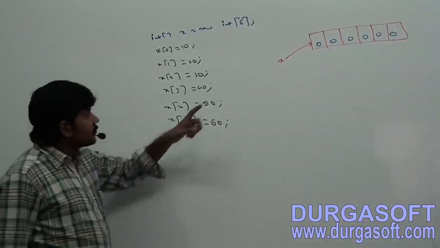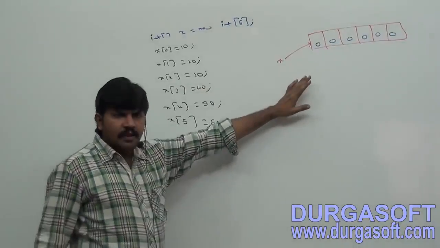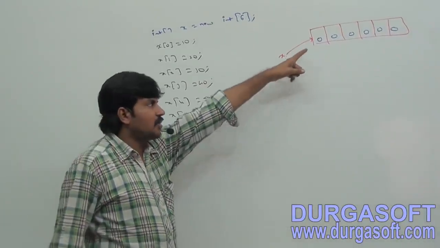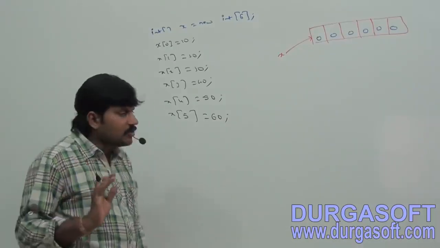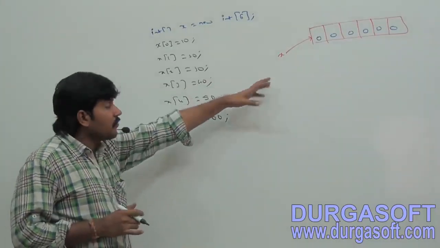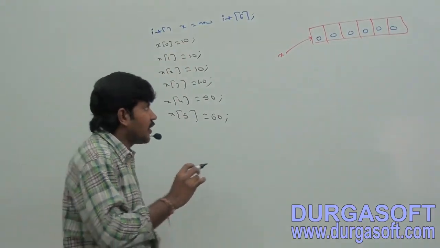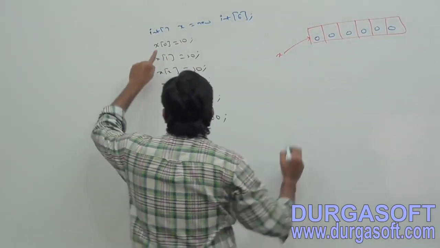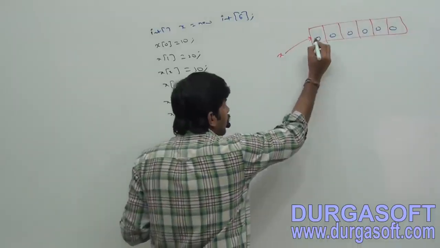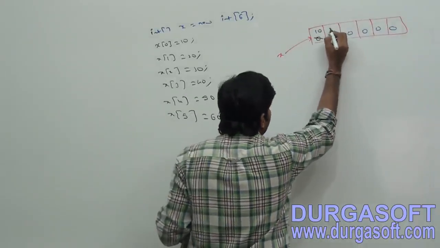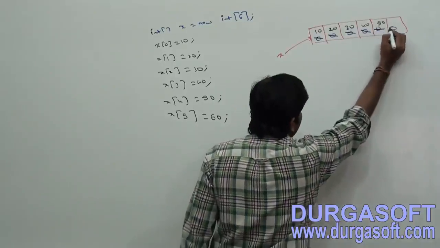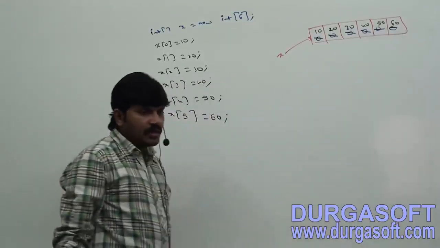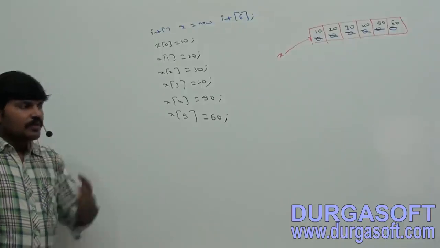Once we create an array, every element is by default initialized with the default values. If we are not satisfied with the default value, then we can override the default values with our customized values. Now this is 0, x of 0 is equal to 10. 0 is overridden with 10, 20, 30, 40, 50, 60. Are you able to understand? This is the first point.